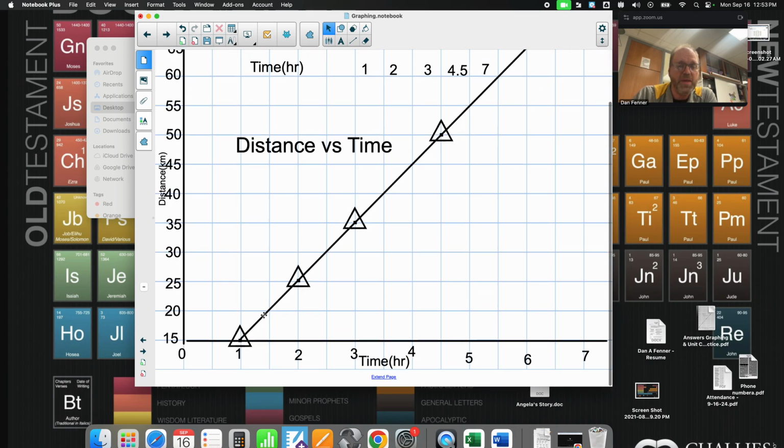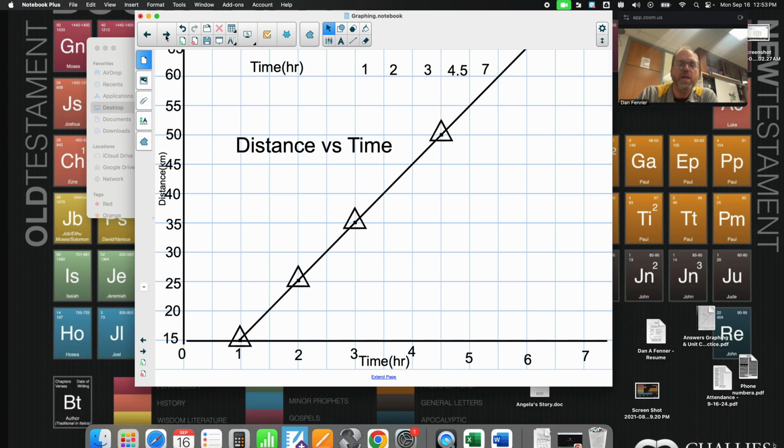Goes like that. 0 to 7. Spread at least half the graph surface. We're going to get a straight line. I use triangles for my shapes around it. Okay? And then distance versus time is my graph.